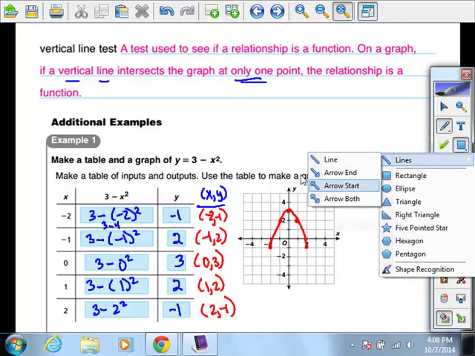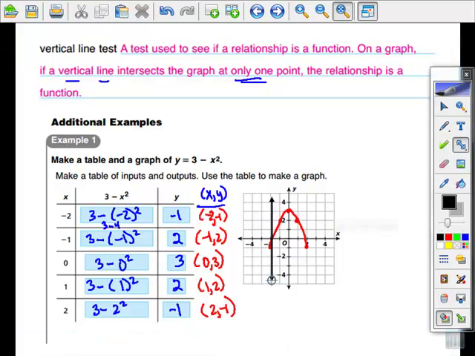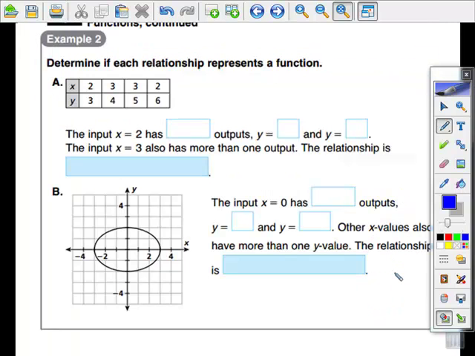So I'll get us a line on here. I just have to be able to put a vertical line anywhere through this, and it can only intersect in one spot. And it doesn't matter where I put this, it's only going to intersect in one spot. So here, here, here, here. They don't even have to be through the points that I plotted. So this is a function. Something that would not be a function we'll look at in just a few minutes. All right, let's keep going.